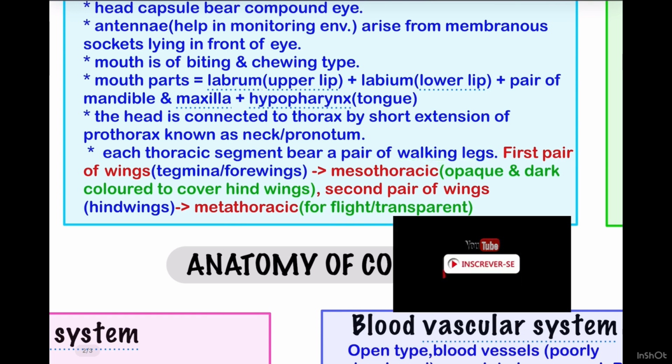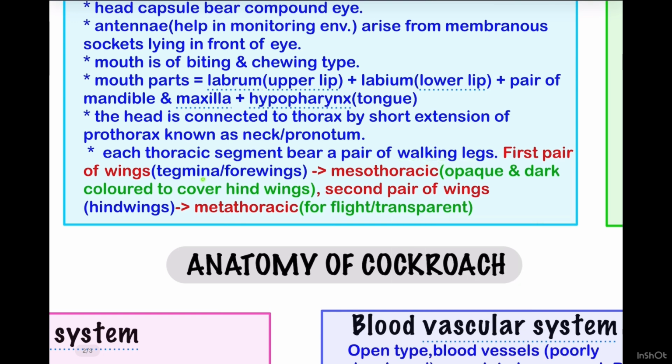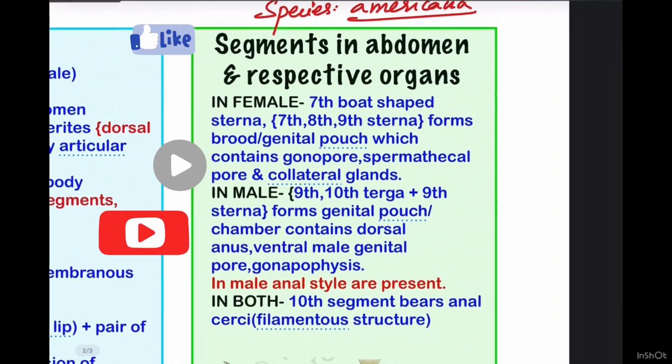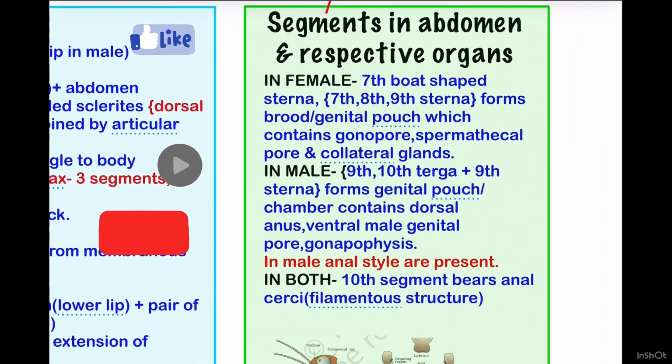The first pair of wings is called tegmina, or forewings. The second pair are the metathoracic wings. The mesothoracic wings, the first pair, are opaque and dark colored, and cover the hind wings when in a resting state. The second pair, the hind wings or metathoracic wings, are used for flight, and they are membranous and transparent. Now we see the segments in the abdomen.